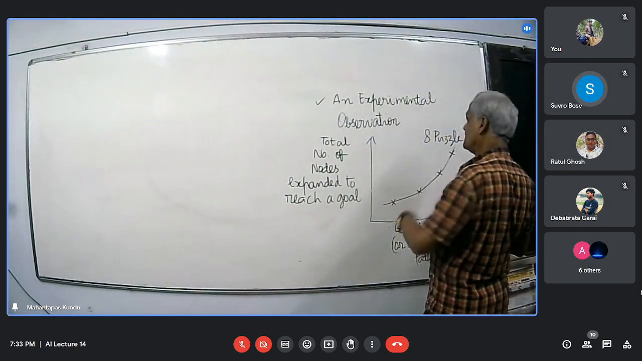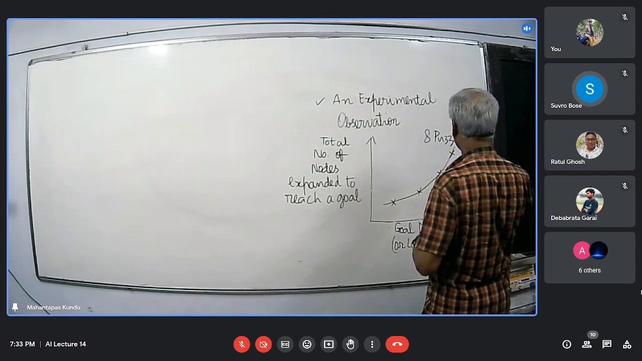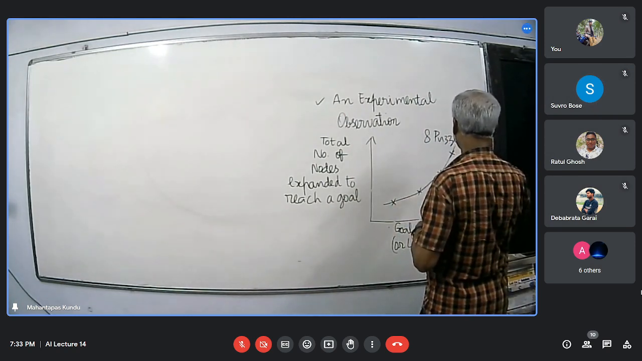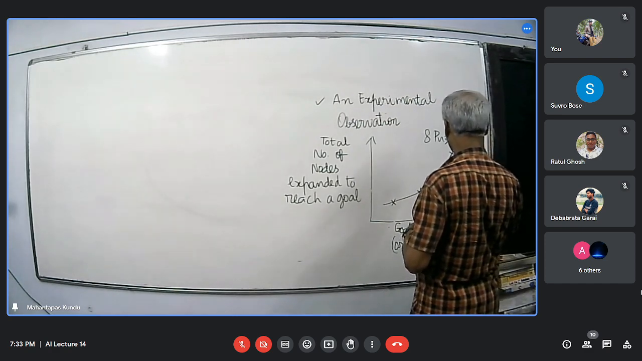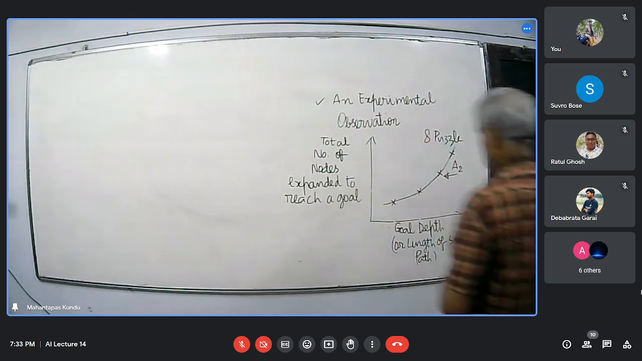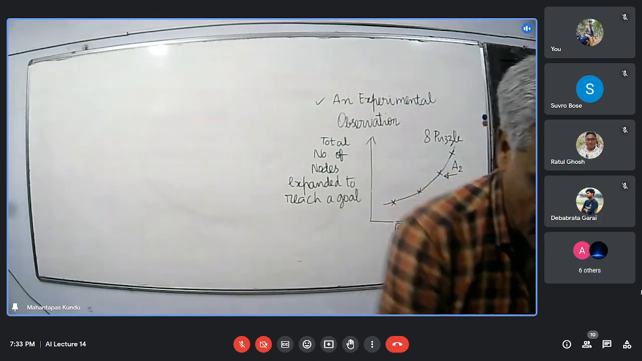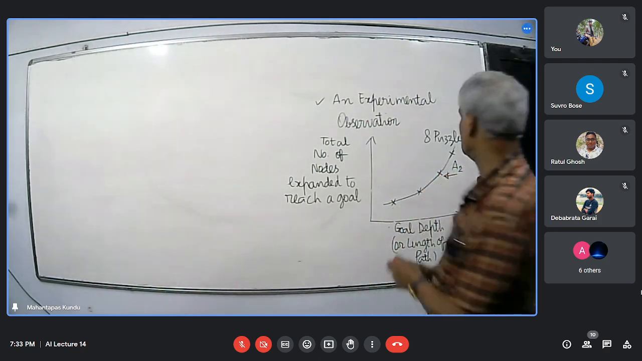So now, let this curve be drawn with A2. And let us draw another curve with A1, that is the less informed algorithm.